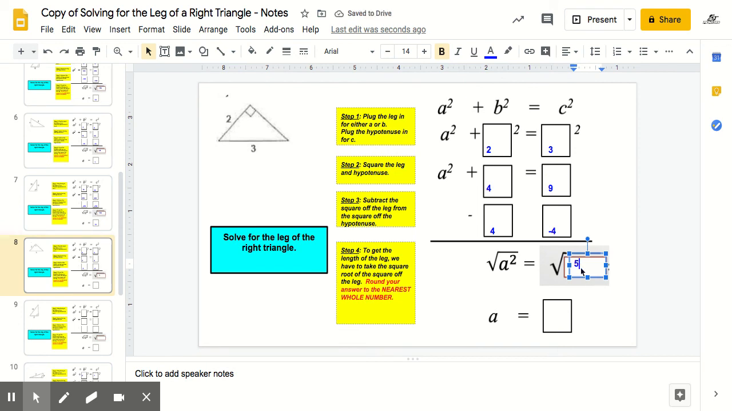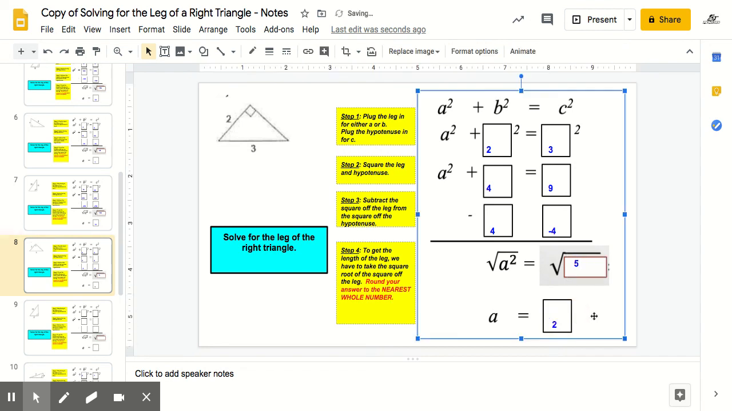Okay, now I got to solve for a, so I need to get a all by itself. So I'm going to be taking the square root on both sides of the equation. Square root of a squared is a. Square root of 5. 5 is not a perfect square, which means we're not going to get a whole number here. So again, we want to round our answer to the nearest whole number. So when we take the square root of 5, we get 2.2, so on. So to round that to the nearest whole number, it's just equal to 2. So we get a is equal to 2.